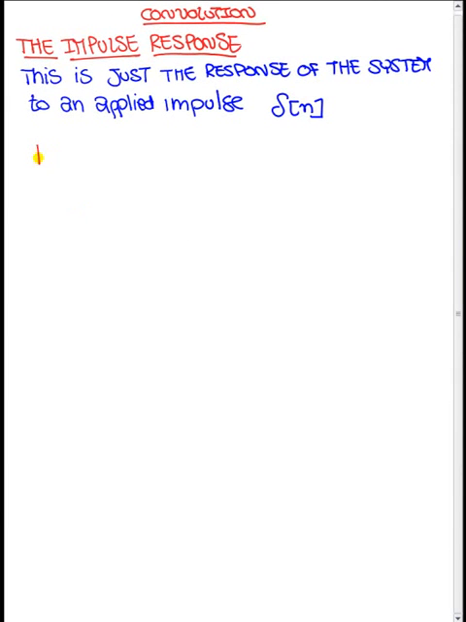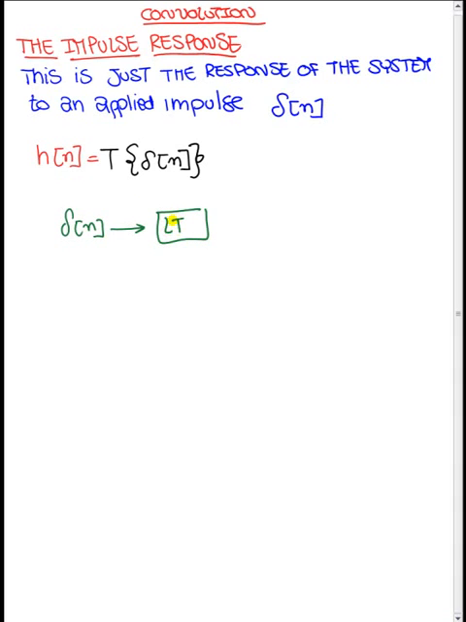Okay, so what that means is that the impulse response, defined to be h of n, is just the response of the system to an applied input. So in other words, all this means is that, say you have an impulse, right? You have this function and you put it into an LTI system. What you will get out is just the impulse response, right? The response of the system to an applied impulse.